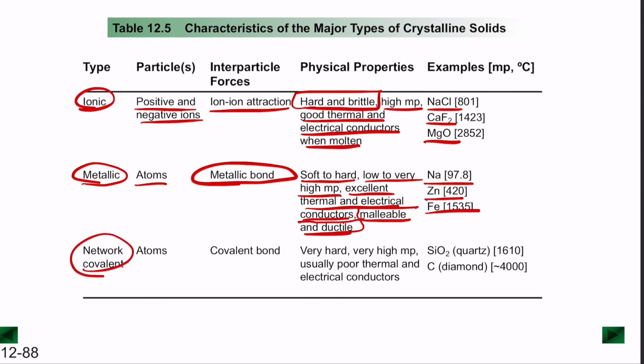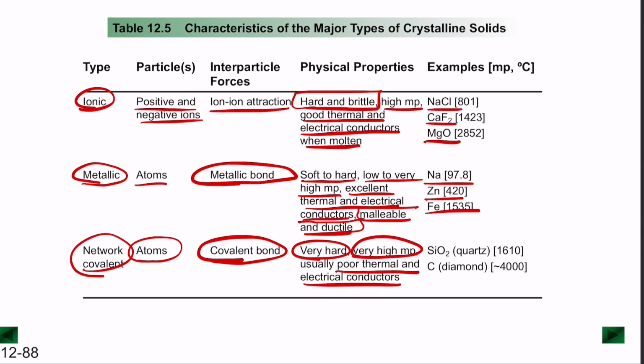You have network covalent solids, which are made up of atoms, but their interparticle force is covalent bonds. Network covalent solids are very hard. They have really high melting points and generally are poor thermal and electrical conductors. Examples of these are quartz and diamond. So remember these two materials, especially diamond. Diamond is called a network covalent solid because it is a solid that is really strong, having only covalent bonds. So a covalent bond does not need to be only in a gas. It can also be a solid, provided it has a three-dimensional network structure.